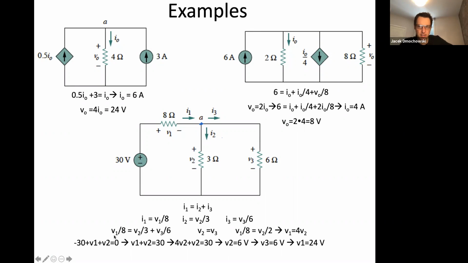And now we get to your suggestion, which was KVL along the left loop, which is -30 plus V1 plus V2 is equal to 0. In other words, the sum of V1 and V2 has to equal 30. We also know that V1 is equal to 4V2, from here. So we can substitute 4V2 in for V1 here, and so we have that 5V2 is equal to 30, or V2 is equal to 6.